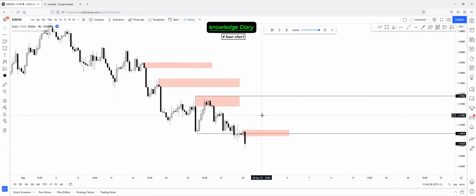You can mark out supply zones and demand zones based on these three criteria: inefficiency, breakout structure or change of character, or opposite side zone break, and liquidity sweep or collect. Okay, let's see a demand zone example.